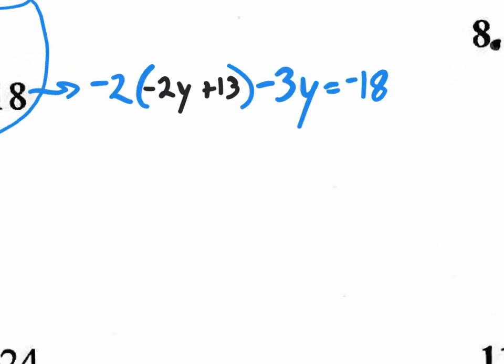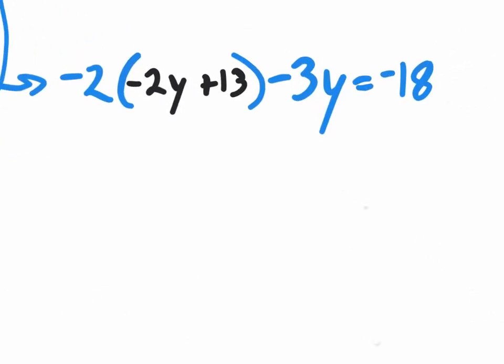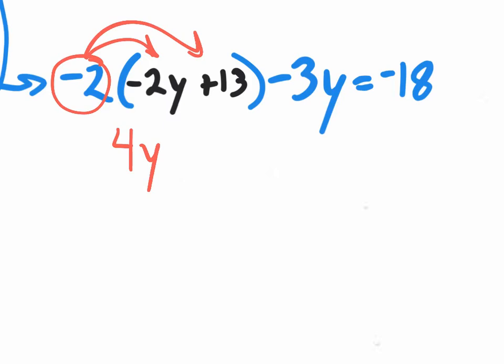Check it out. Let me zoom in on this. Let's distribute the negative 2 on the outside. Negative 2 times negative 2y, positive 4y. Negative 2 times positive 13, negative 26. Bring down the minus 3y. Bring down the equal sign. Bring down the minus 18. There's your new equation. You still need to combine like terms.